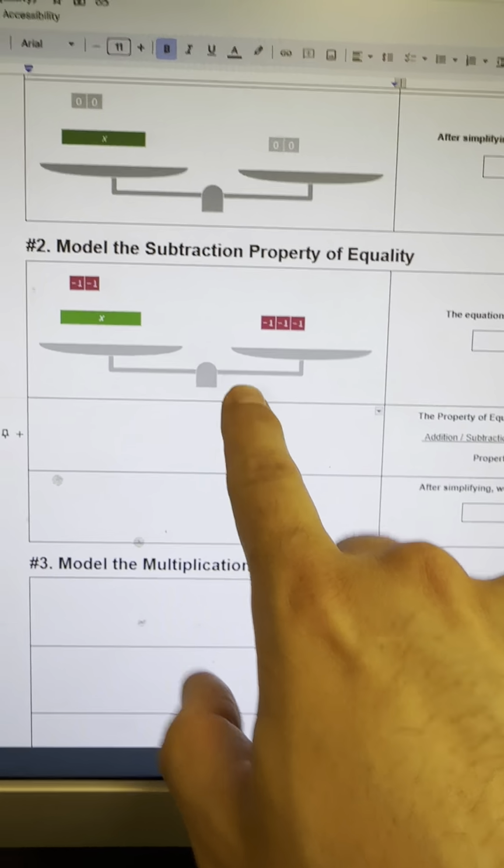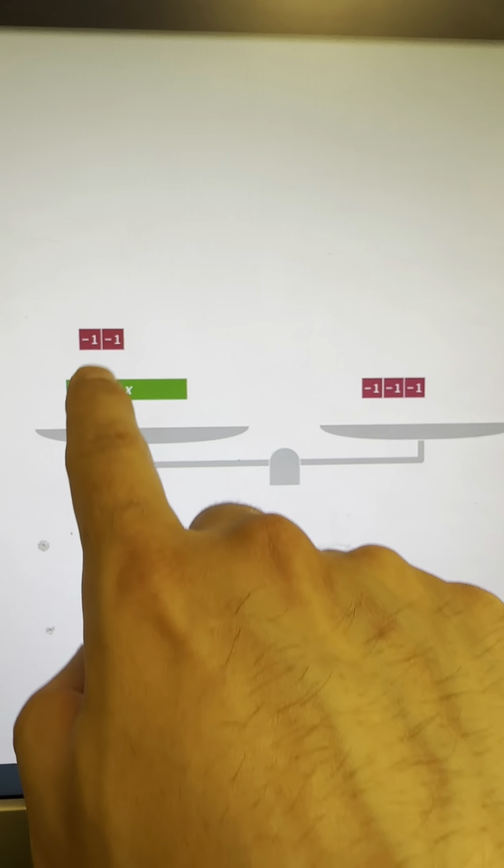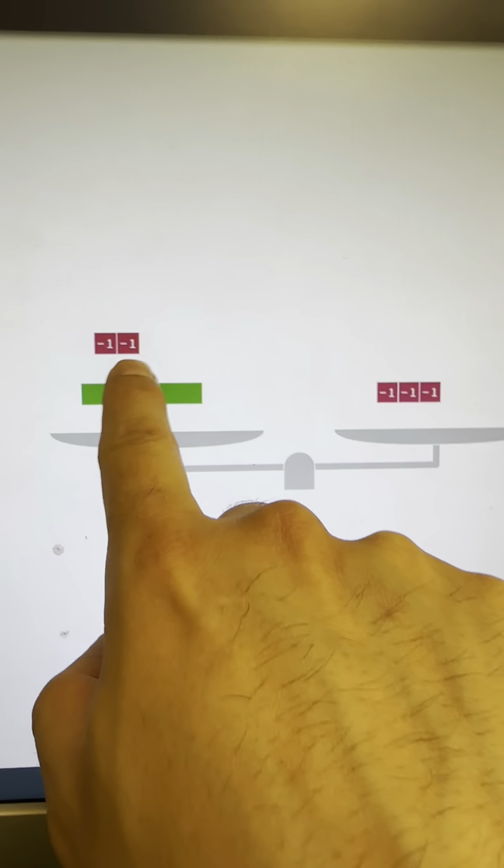Second question is property of equality being modeled. So now we're going to actually solve this. So when I look at this, I know that I have to solve for x, which means I got to get rid of these 2 negatives.